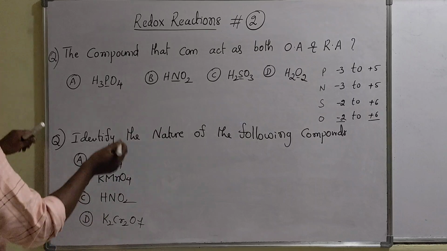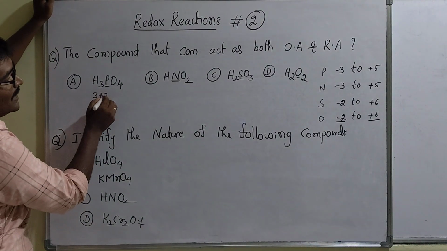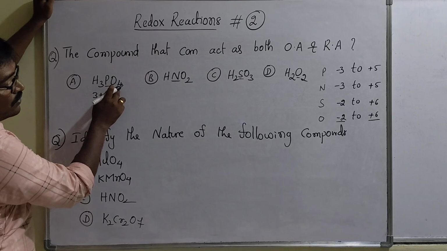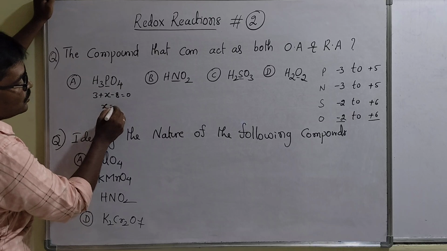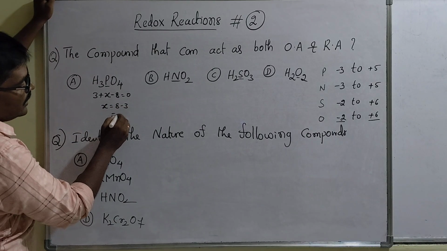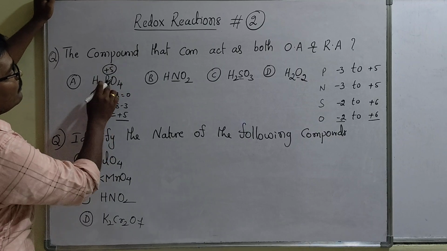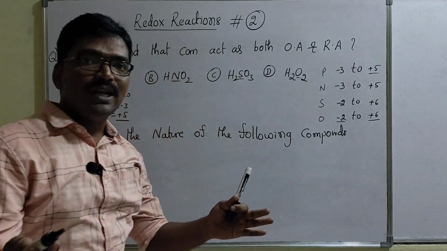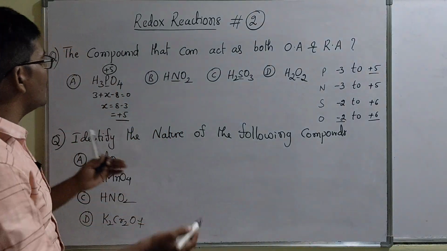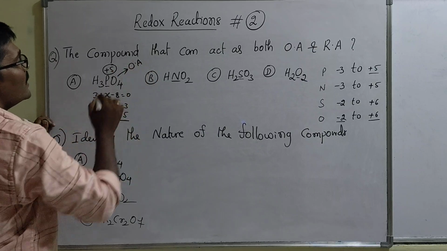So here, the oxidation state of this we have to find out first. Then 3 plus x minus 8 equals 0, then x equals 8 minus 3, so you get plus 5. Plus 5 is the oxidation state here. Plus 5 of phosphorus is the maximum oxidation state, so it works as an oxidizing agent, my dear students.